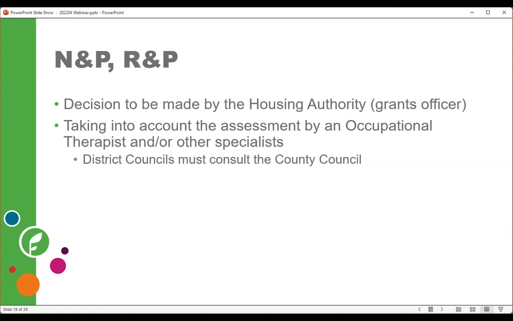It could be other specialists, for example, with behaviours that challenge or other kinds of cognitive impairments, where there may be other professionals you need to seek advice from, or maybe a doctor. And if you work for a district council, you must consult the county council. If you're a unitary authority or a metropolitan borough, that requirement doesn't apply in the legislation, although it's still good practice to speak to your social services colleagues. But in any case, the decision is always finally made by the housing authority.